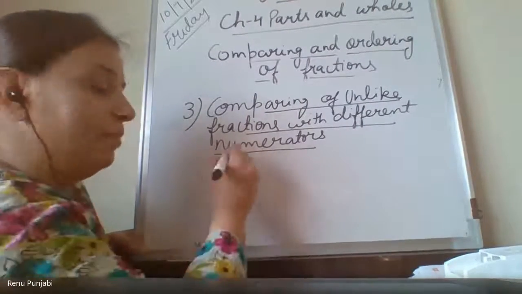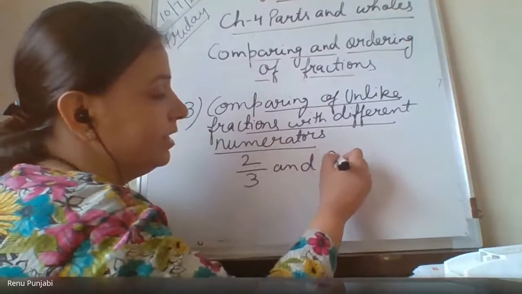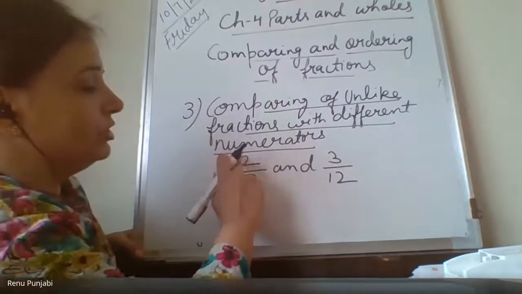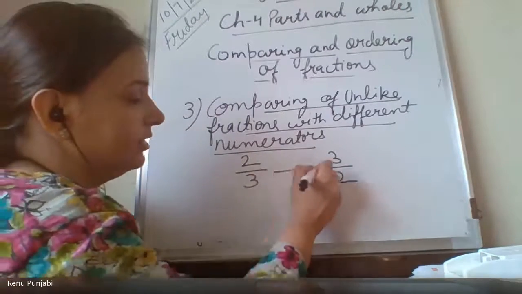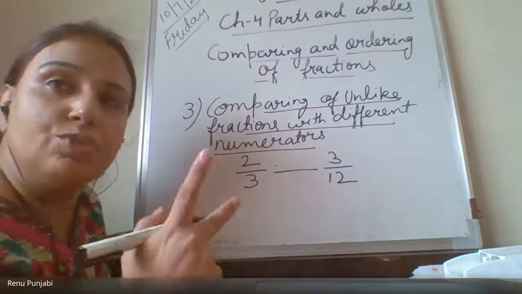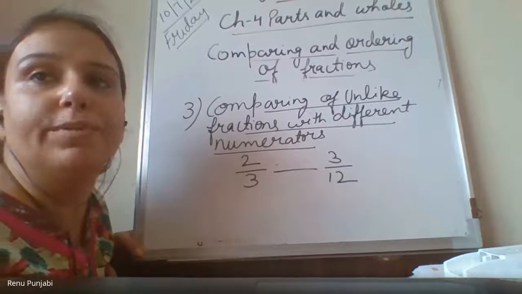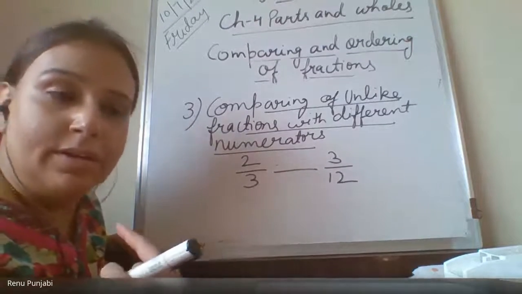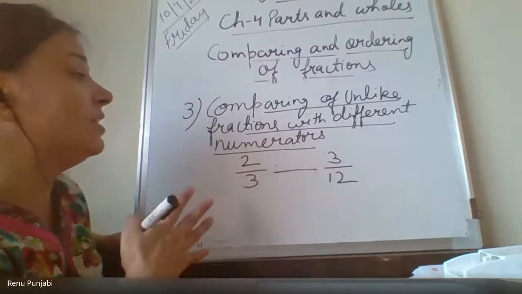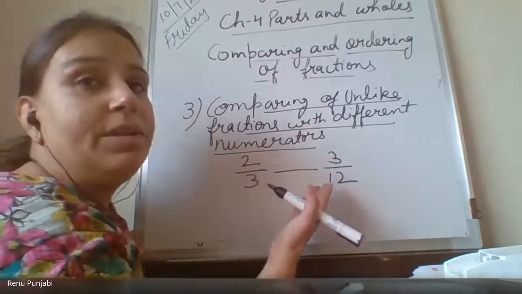Now in this example, 2 upon 3 and 3 upon 12. Here the numerator is also different, the denominator is also different. Now what to do? We have learned two situations where the numerators were the same, we were comparing from the denominators. When the denominators were the same, we were comparing from the numerators. Now this is the third situation, where the numerator is different and the denominator is also different.